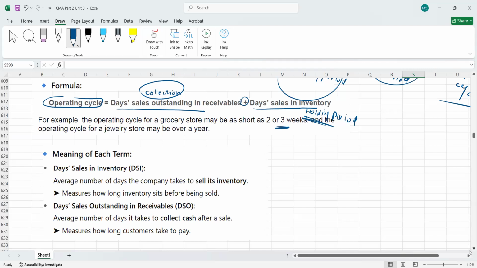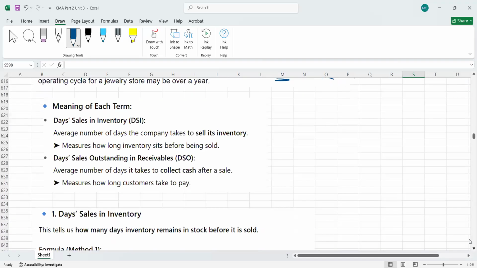But if you are dealing with, let's assume, airplanes, for example, you are Boeing manufacturing passenger planes, then for them the operating cycle could be longer. Or if you are dealing with jewelry, the operating cycle could be a longer period, maybe even over a year. Okay. Now here we have more detail.